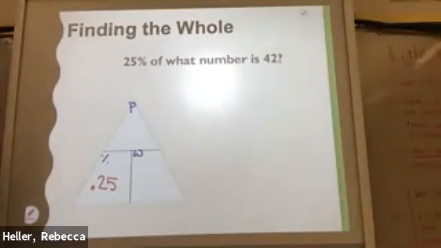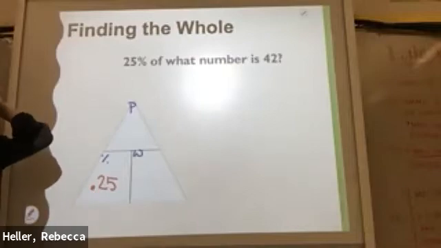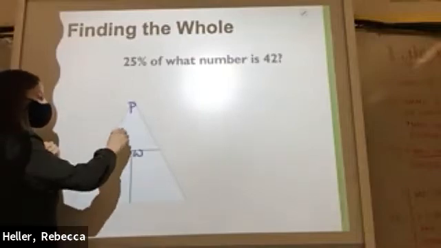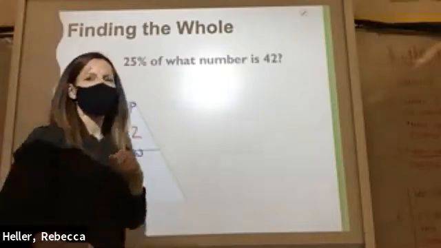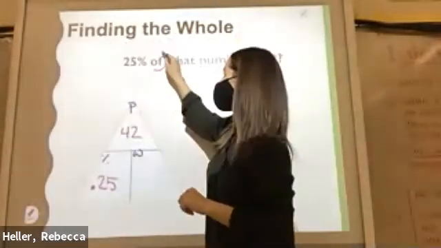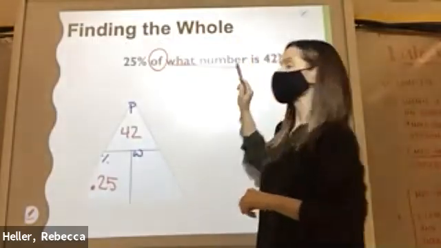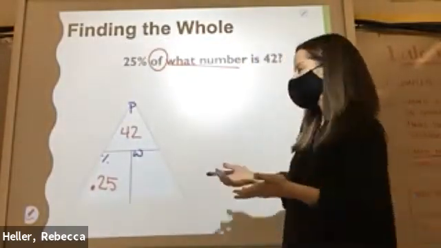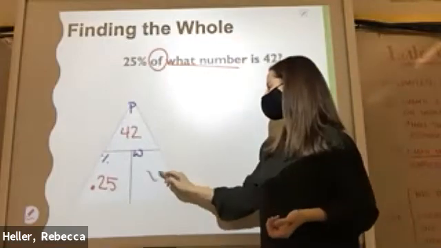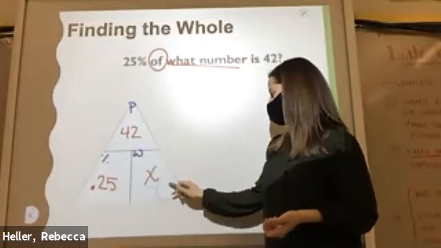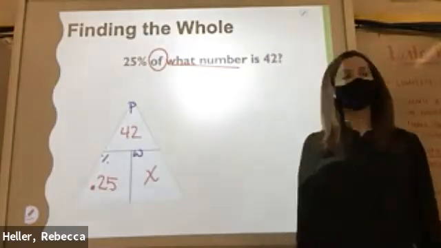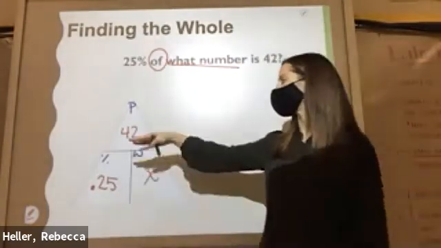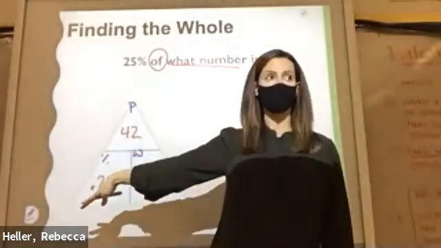Where does the 42 go? Part or whole? Right. Part, yeah. I think I said this yesterday, but remember, whatever comes after the word of is the whole, because that's like saying it's out of that total. And here we don't know, so that's the X. All right, so now we have two different parts of our triangle filled in this time. We have the part and the percentage.